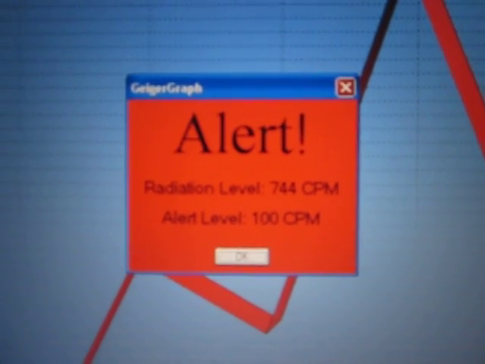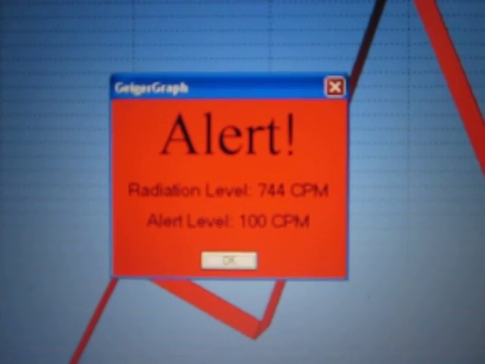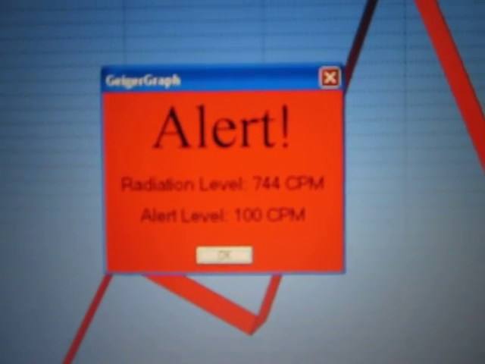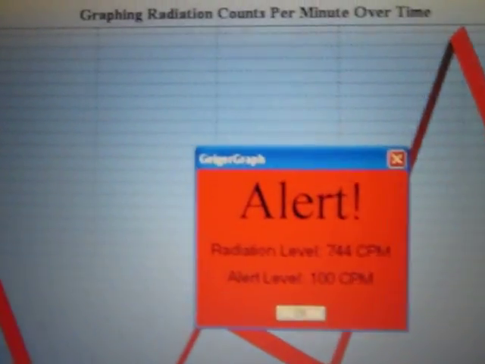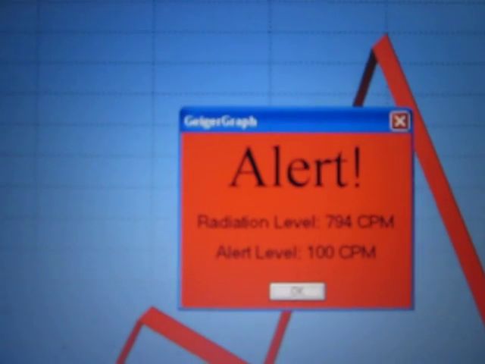Hopefully you can see this clearly. It looks pretty good on my side of the camera. 744 counts per minute, up over here in this corner. Doesn't look like I can. You can see the numbers moving. It doesn't look like the resolution is very good. I'm going to put it back on the red alert and then I'll read the numbers to you.